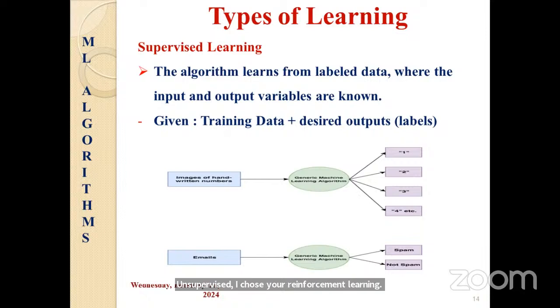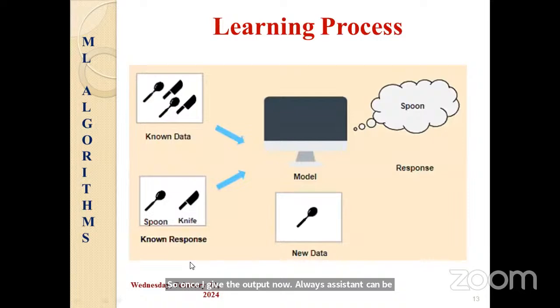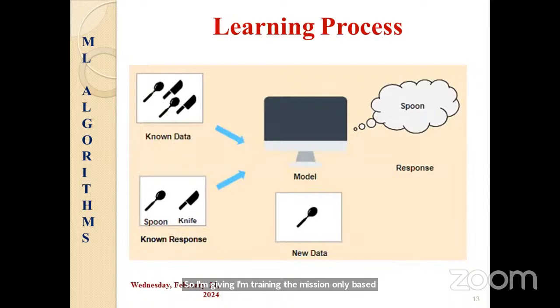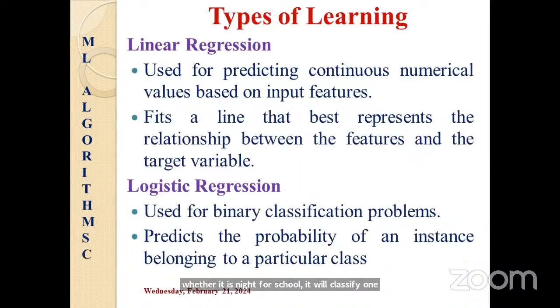Supervised means we'll give the input and the output class labels, and we'll ask the system to learn. Once I give the output, the system can only go for these conditions. In your previous image, I'm training the machine only on knife and spoon. So if I give any test image, it will classify only as either knife or spoon, not beyond that. That is supervised learning.